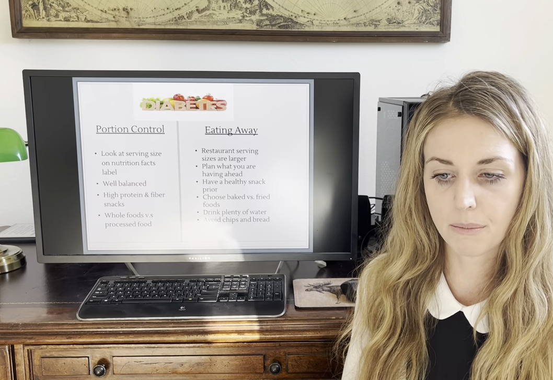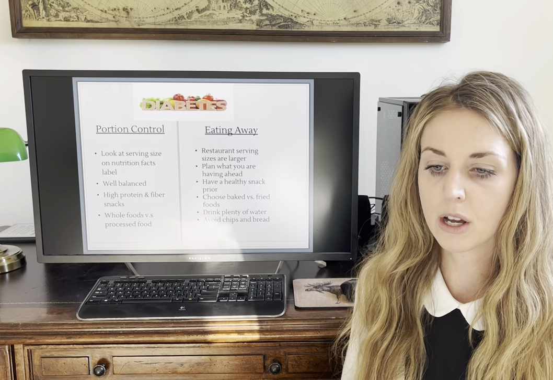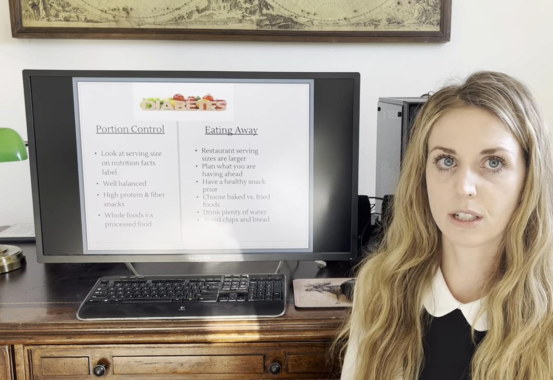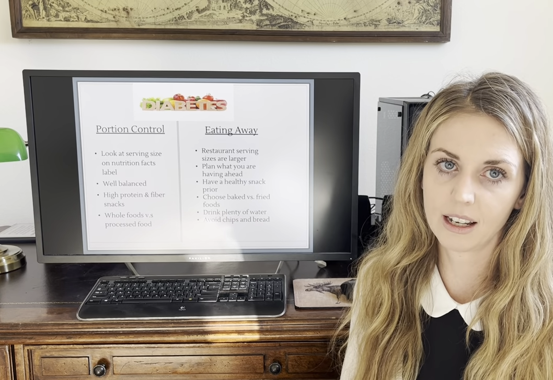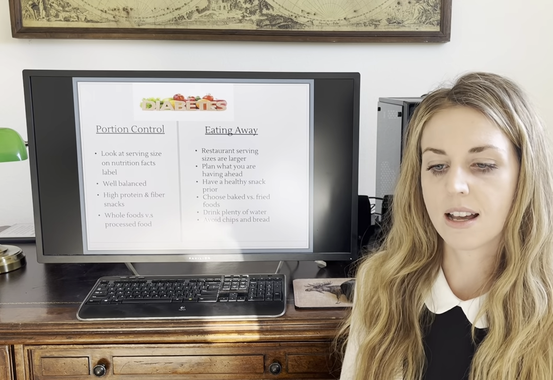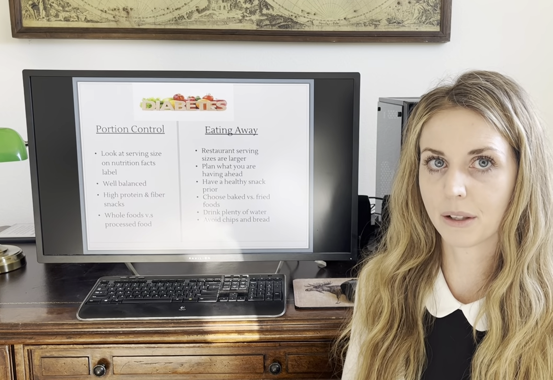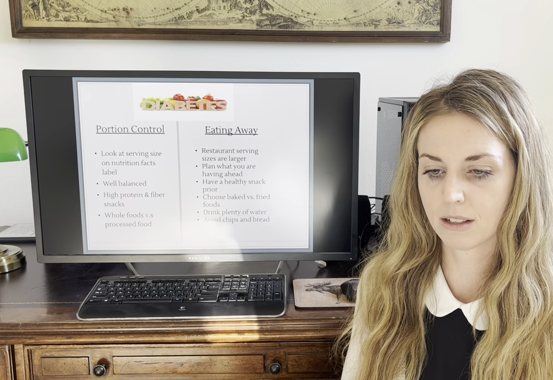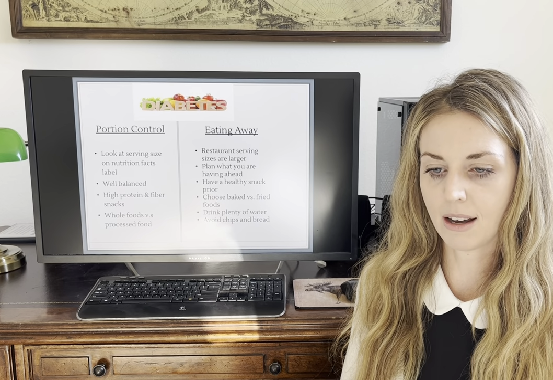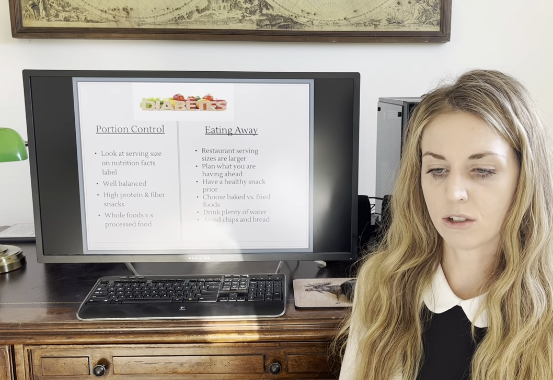And then choosing the baked options versus fried food. So if there's fried chicken versus baked, always choosing the baked chicken and just making those small changes that can over time lead to better blood glucose control through diabetes management and nutrition. And then drinking plenty of water, and then avoiding chips and bread.